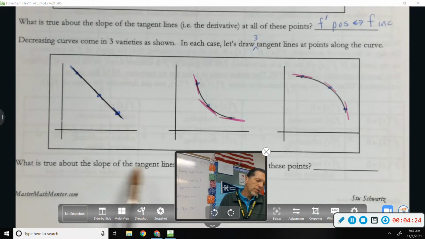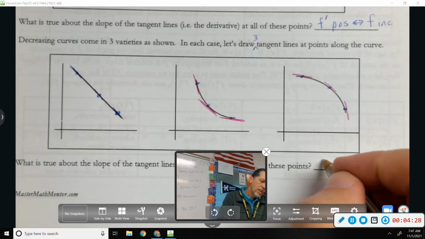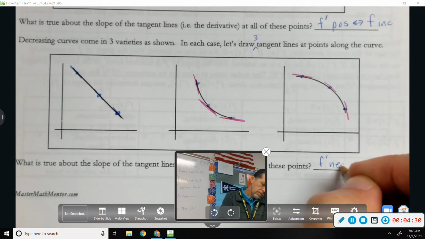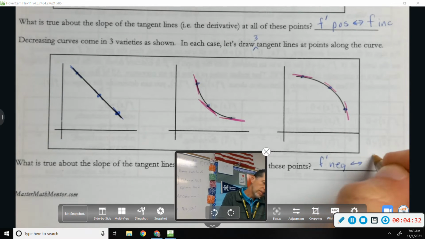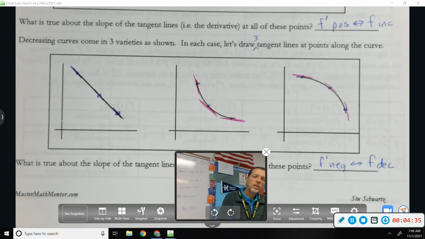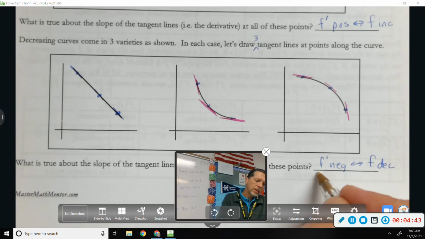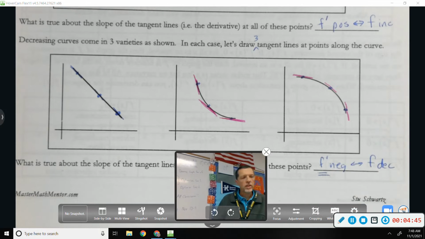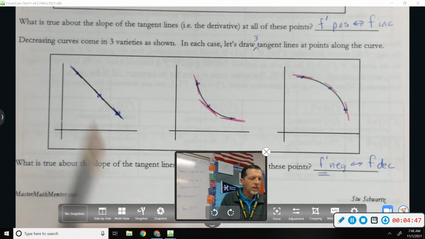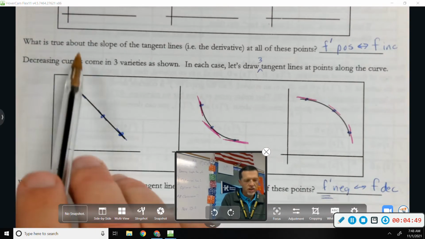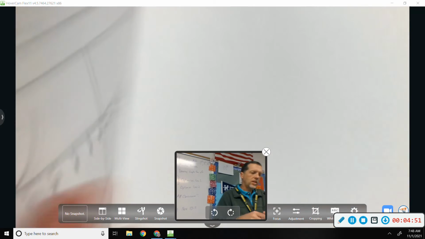What is true about the slope of the tangent lines at all of those points? F prime is negative, which is the same thing as f is decreasing. Those are the same thing, but it asks about the derivative, so we need to answer in terms of the derivative. So we know that already, I think. F prime positive is increasing, F prime negative decreasing.